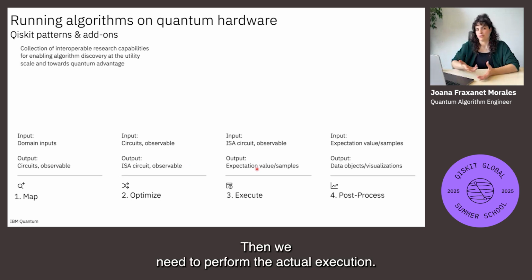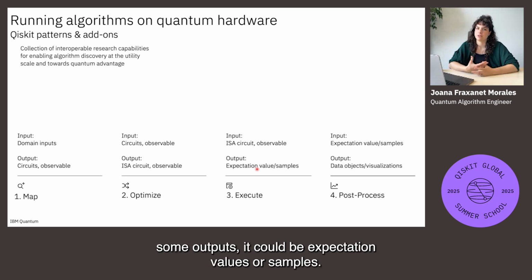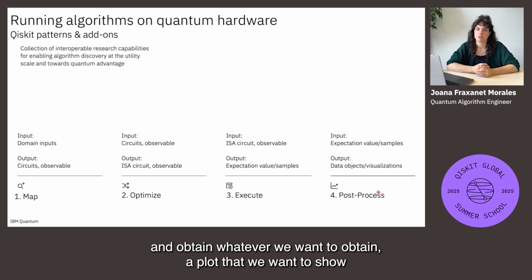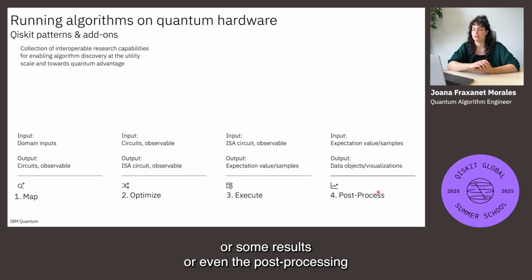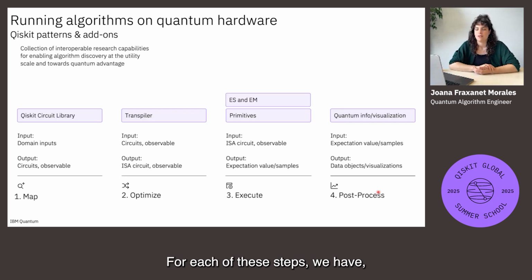Then we need to perform the actual execution, and this means running the circuit and getting out some outputs, could be expectation values or samples. And finally, we need to post-process these outputs of the quantum circuit and obtain whatever we want to obtain, a plot that we want to show, or some results, or even the post-processing can be more involved in certain cases. For each of these steps, we have different tools that Qiskit gives access to.